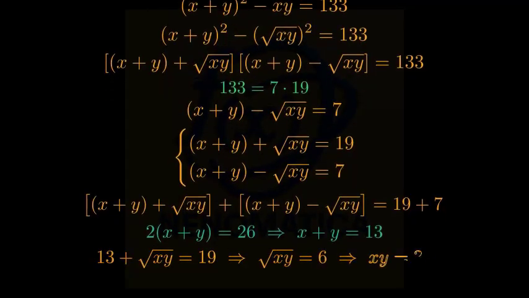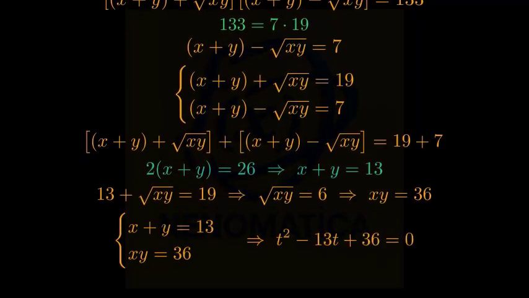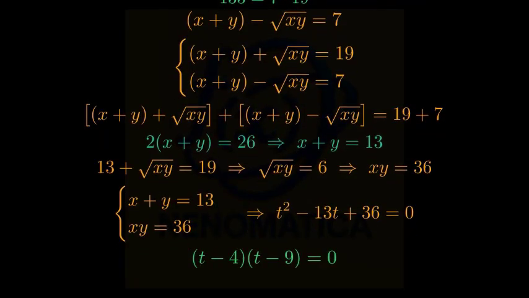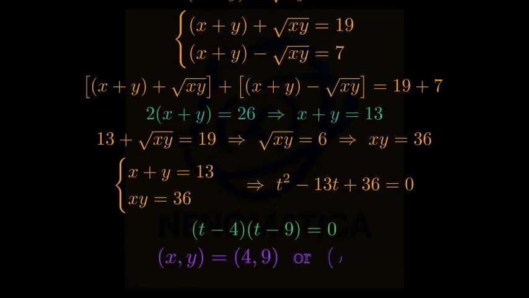Now solve for x and y using the sum and the product. Let t be a root of the quadratic t squared minus 13t plus 36 equals 0. It factors into t minus 4 times t minus 9, giving t equals 4 or t equals 9. So the ordered pairs are (4, 9) or (9, 4).